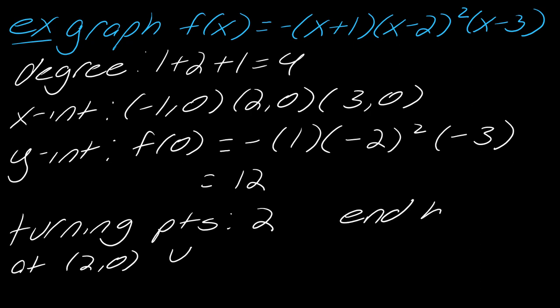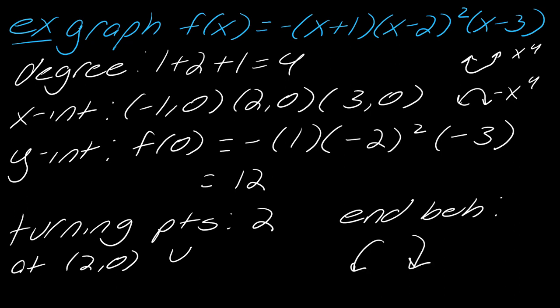And then my end behavior. So this is a degree 4 polynomial, but there is a negative in front. So normally this would be how x to the 4th works, but since it's negative, this is negative x to the 4th. So my end behavior is going to go like this. Okay, so that's a lot of information. So let's summarize it all and let's graph it.